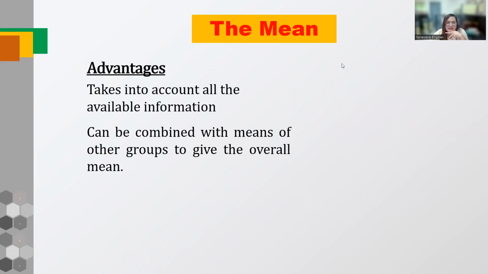So its advantage is that it takes into account all the available information, meaning it uses all the available information because we add all the values, right? Divided by how many. And this can be combined with means of other groups to give the overall mean. For example, the mean GPA of first year, the mean GPA of second year, then you get the mean GPA for third year and fourth year. Then you combine those means divided by 4. So it can be combined with other groups. That is its advantage.